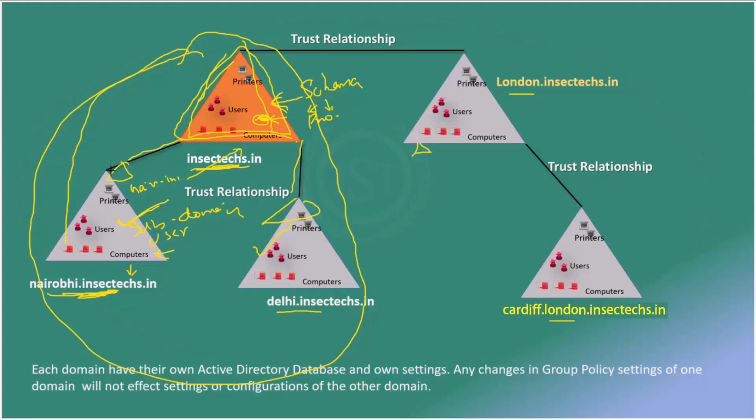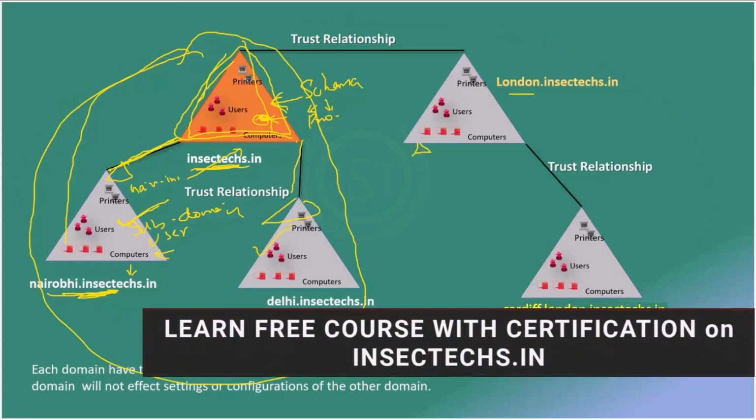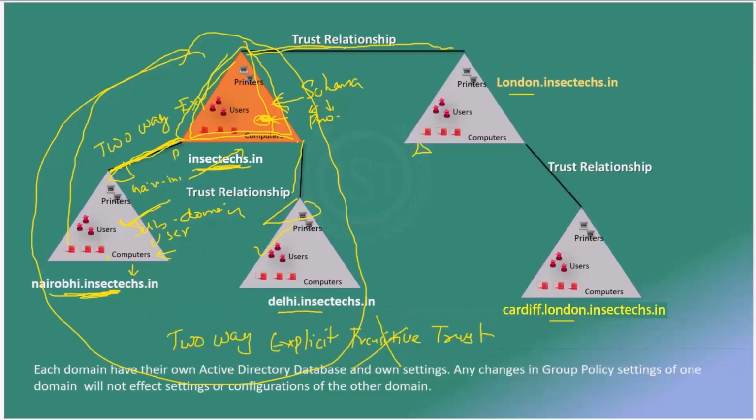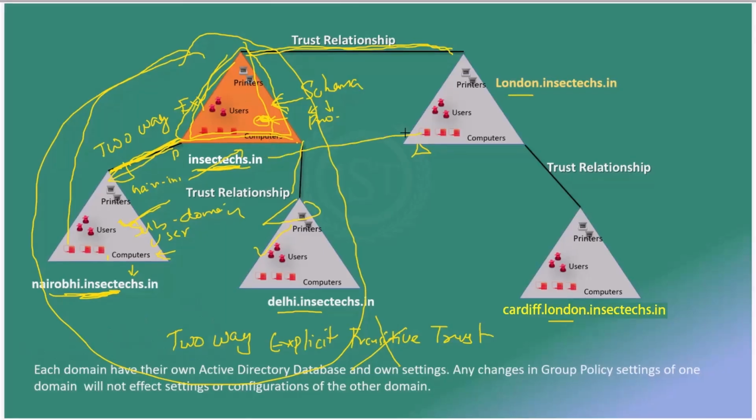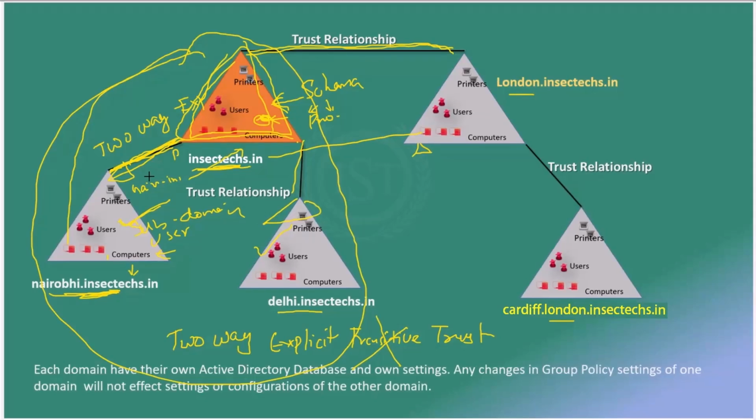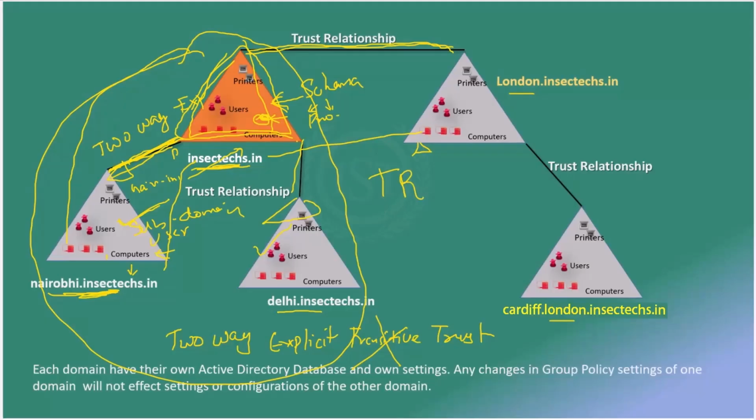Now there is a trust relationship between the primary domain and a subdomain, okay. So there is a trust relationship between all subdomains and the parent domain. It means there is a trust relationship between insectex.in and london.insectex.in. There will be a trust relationship between nairobi.insectex.in and insectex.in, and so on. So what is a trust relationship? A trust relationship is a logical linking between a parent domain and a subdomain.